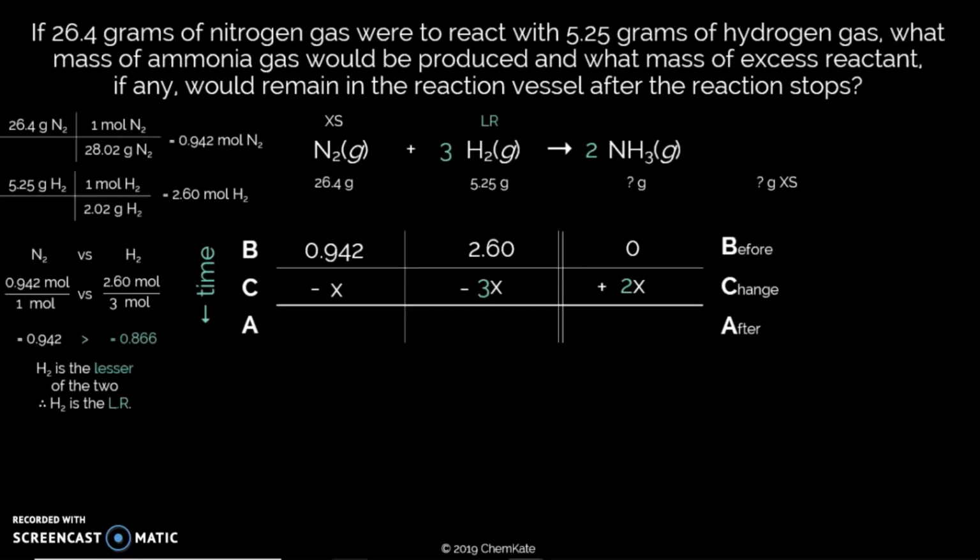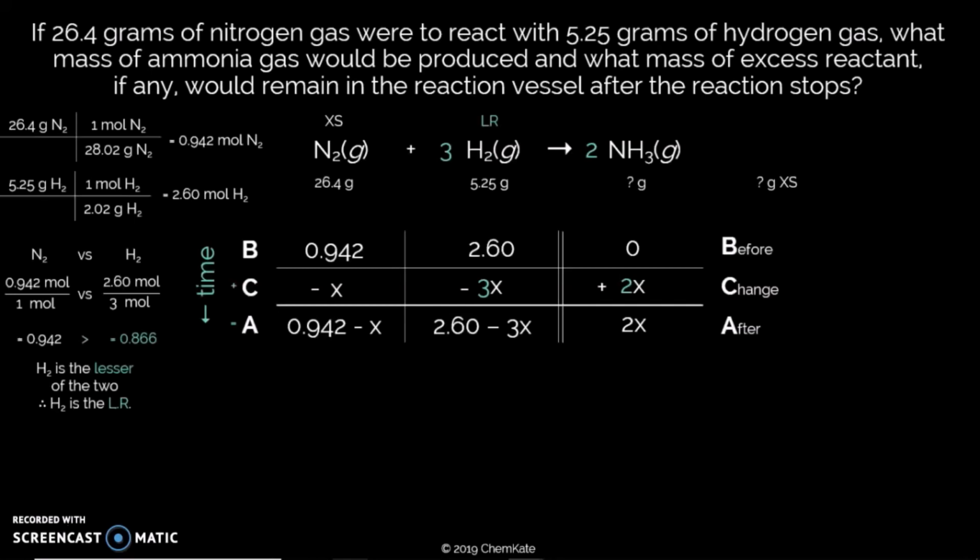And now we come to our after. The after row is a combination of the before and the change. So before, how much do you have? How is it going to change? And then that's what you're going to get after. So the before and the change are combined, and they will be the after. So we're going to write some expressions here. So the nitrogen, after the reaction's over, it's going to be whatever original amount we had, 0.942, minus some loss, and that's our after. Hydrogen is the same way, and then that ammonia is going to be, from a 0, we're going to add twice as much.